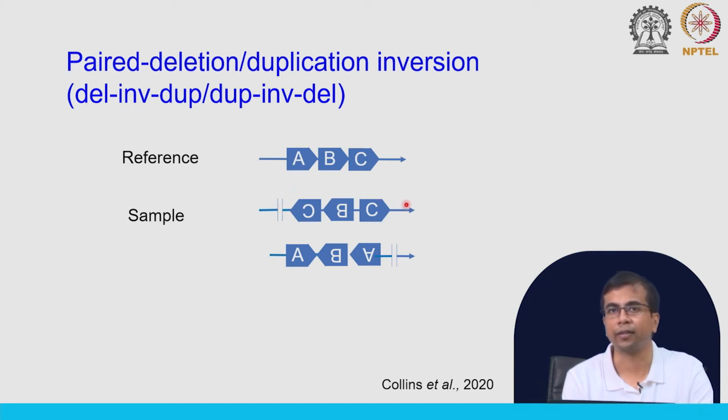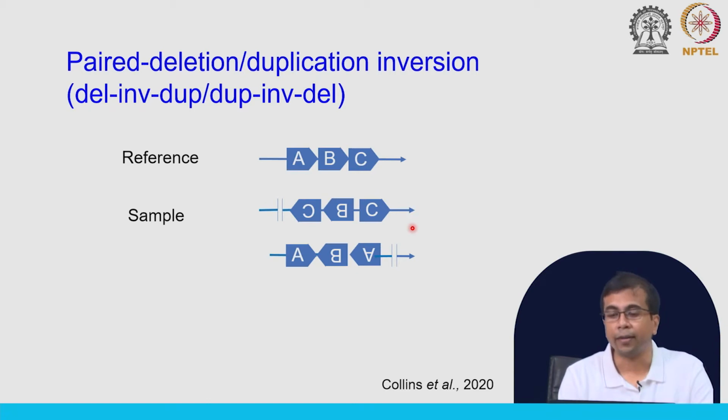So, this is what is shown here, or you have another possibility, okay. A is duplicated, okay, and C is deleted. Here in the lower part you see this A is duplicated and C is deleted, and then of course, in between you have the inversion. Okay. So, this inversion event is there. That is why it is called paired deletion, duplication, inversion. You have deletion as well as duplication and inversion, right. So, you have 3 events occurring together.